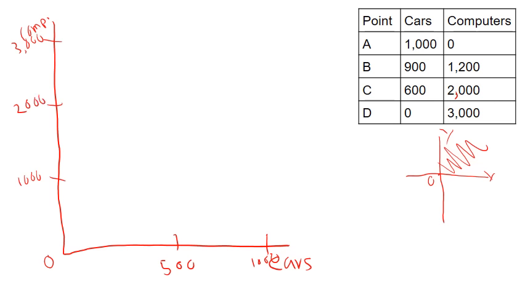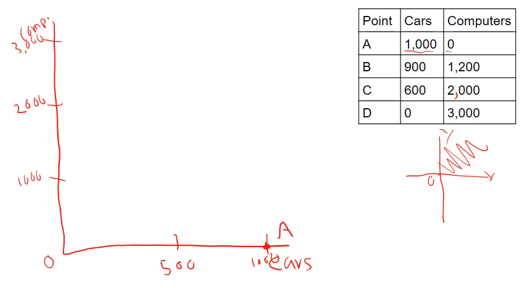Excellent. Let's plot point A. Point A is 1,000 cars, 0 computers. That means we've got to move to the right by 1,000 and up 0. So if we move to the right 1,000 cars and up 0 computers, we get point A, which is a point on the horizontal axis.